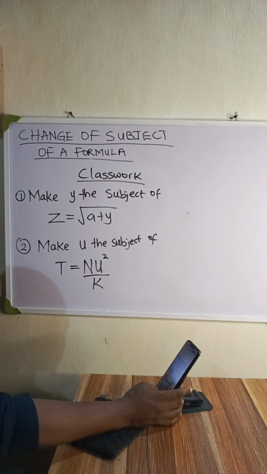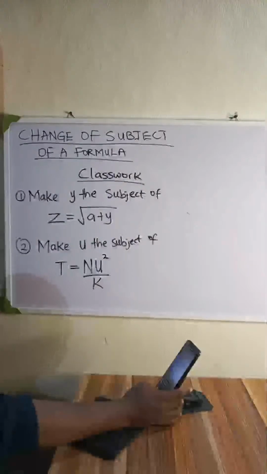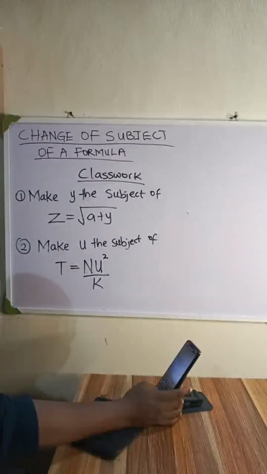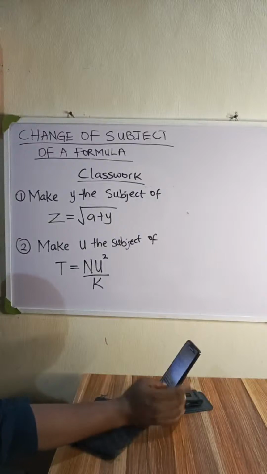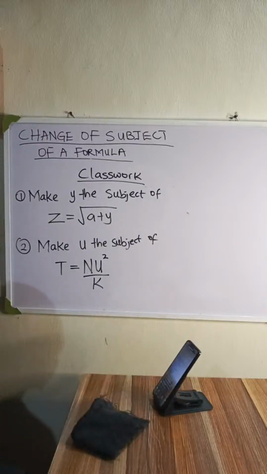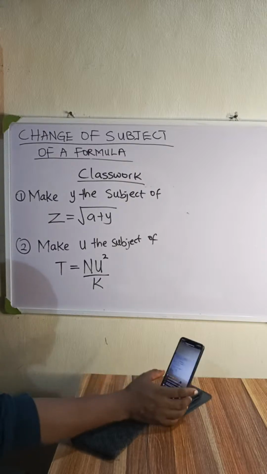Okay, Virginia said y is equal to a minus z square. Is it going to be a minus z square? You're almost right. Malichala said y is equal to z square minus a. So Virginia, check. Is it going to be a minus z square or z square minus a?